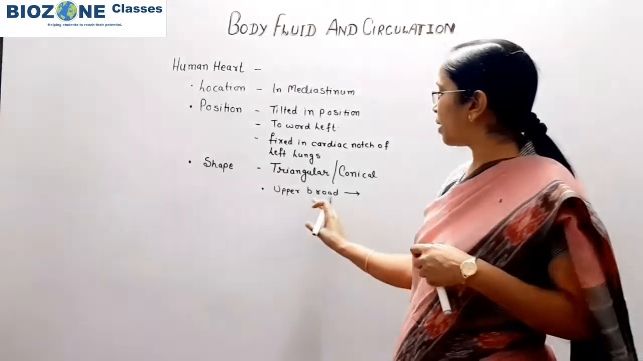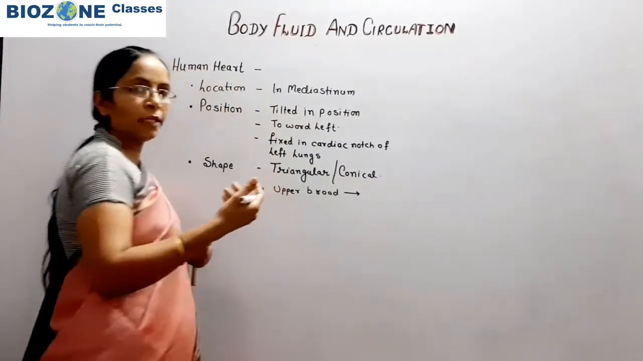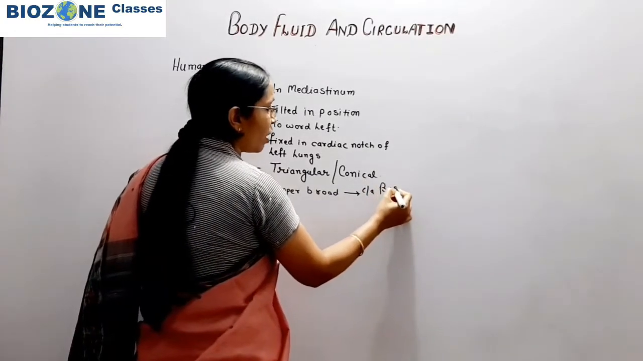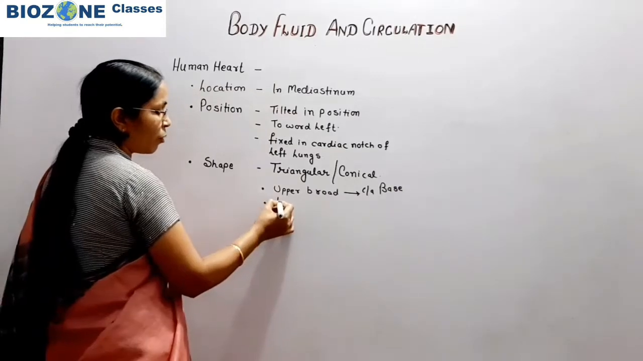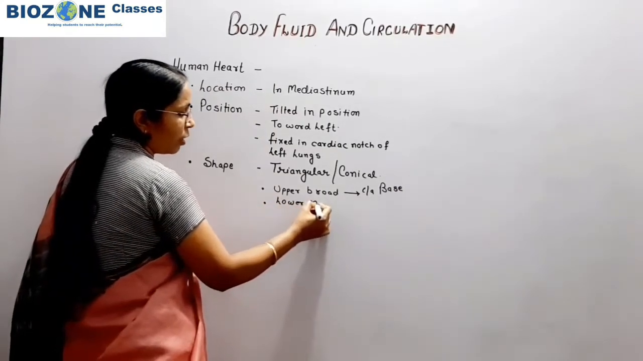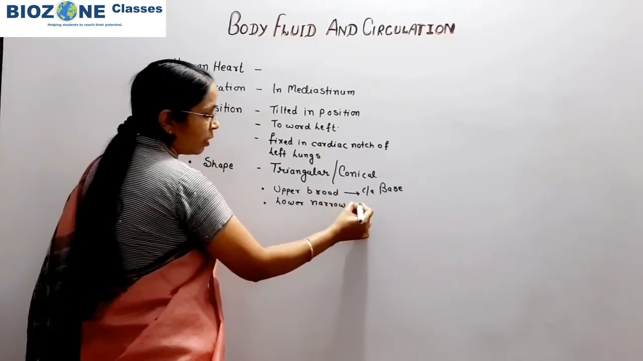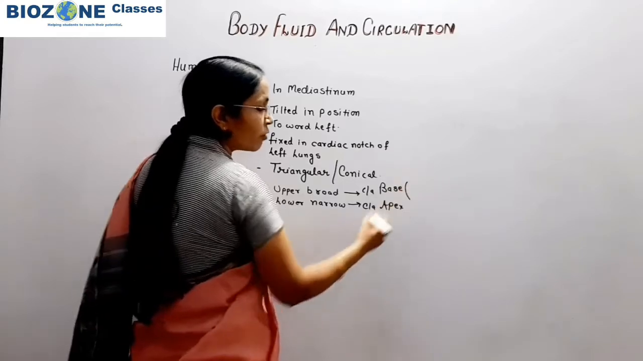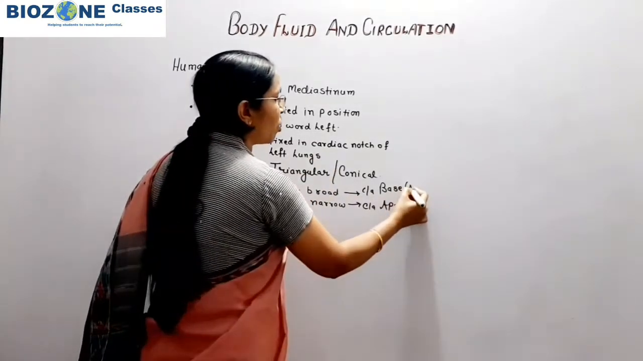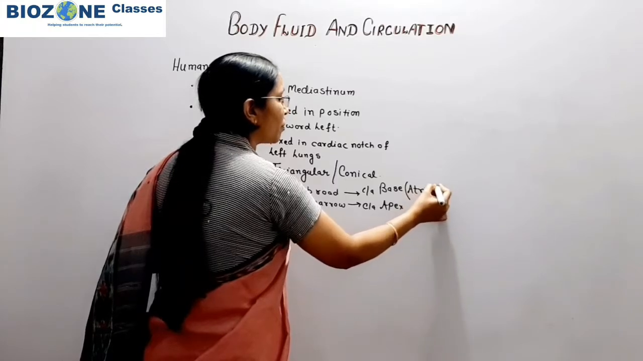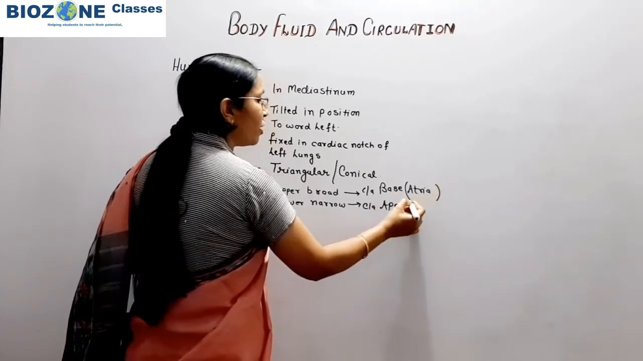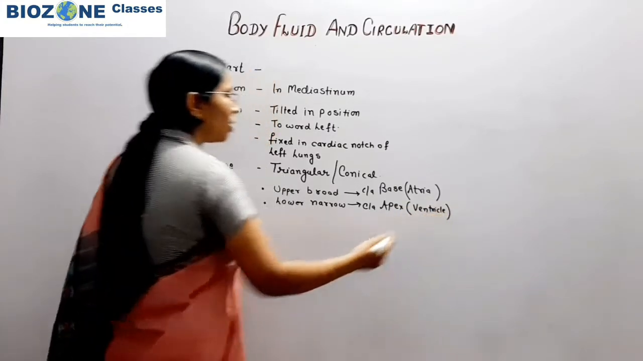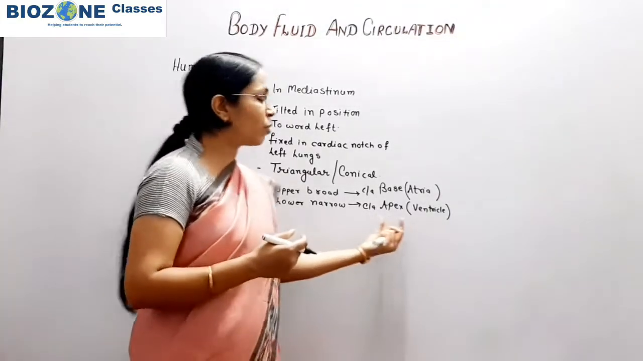So the upper broader part, which is present towards the auricle, is called the base of the heart, whereas the lower narrow area is called the apex of the heart. Don't be confused. Base we basically use for the atria, or atrial chambers, and apex we use for the side of the heart where the ventricles are present.